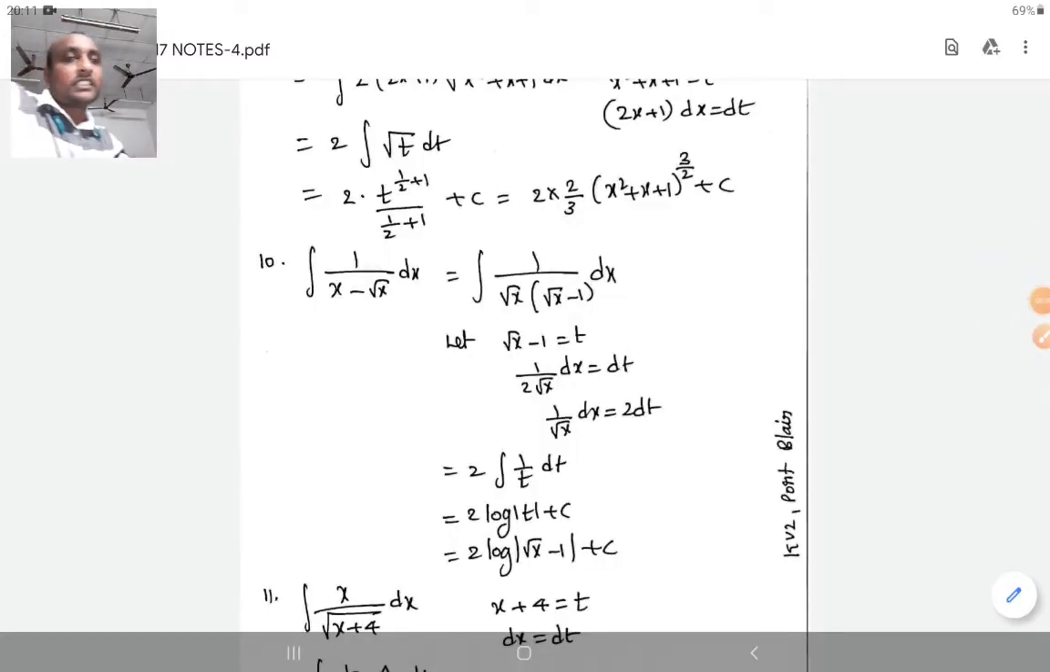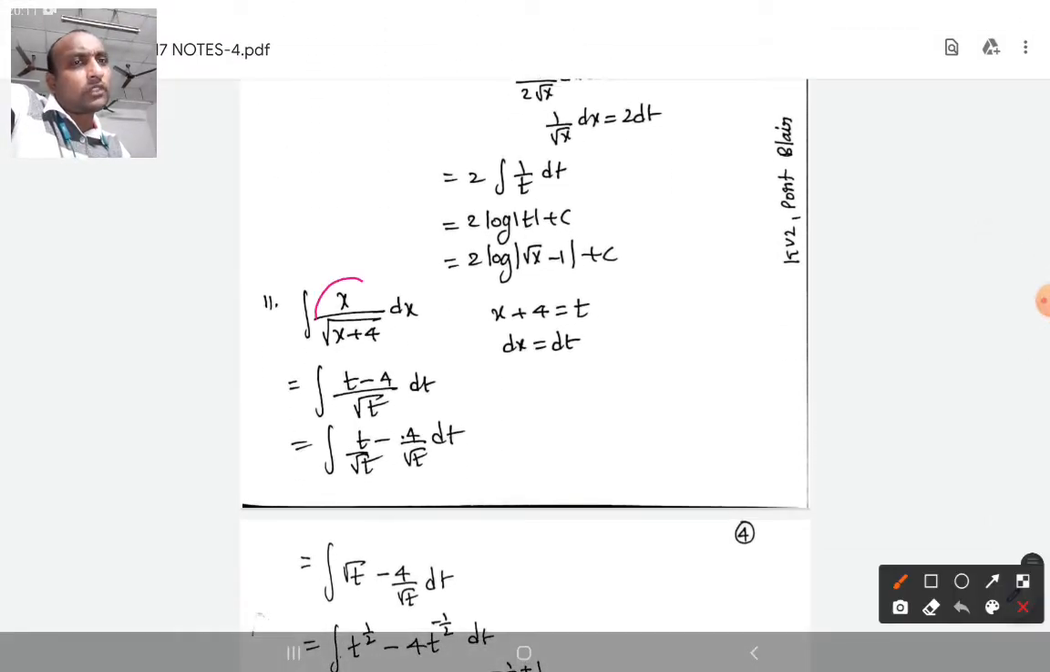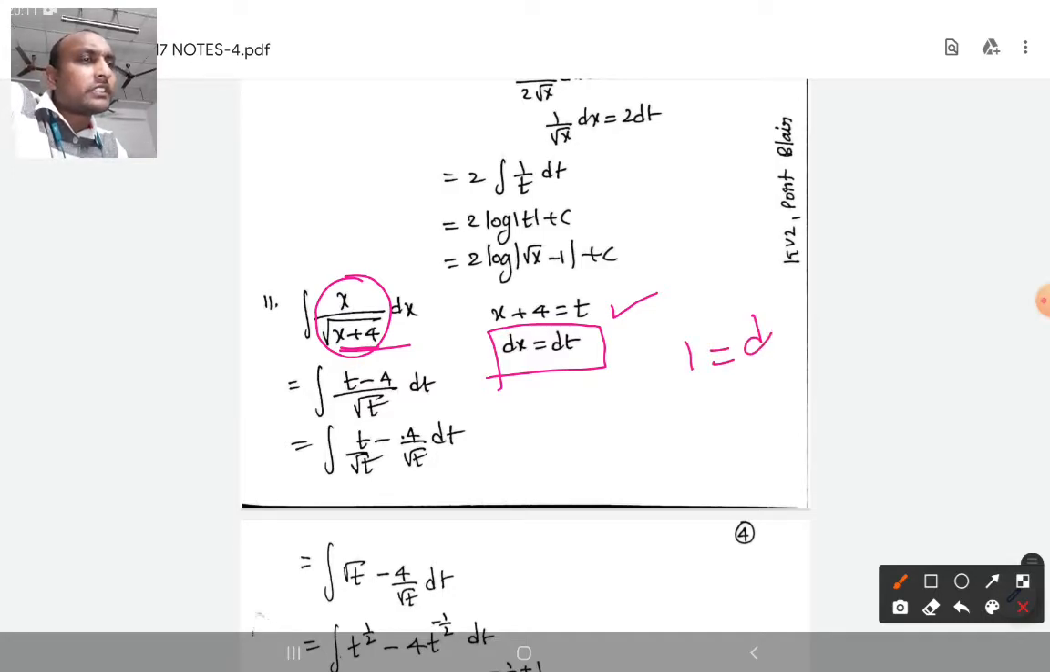The 11th question is x by root over x plus 4. So what must be taken as t? Very clear. x plus 4, if you take it as t, then dx is equal to dt, because the derivative of x is dx and the derivative of t is dt. In such a way you can think. Otherwise 1 is equal to dt by dx, so dx is equal to dt.